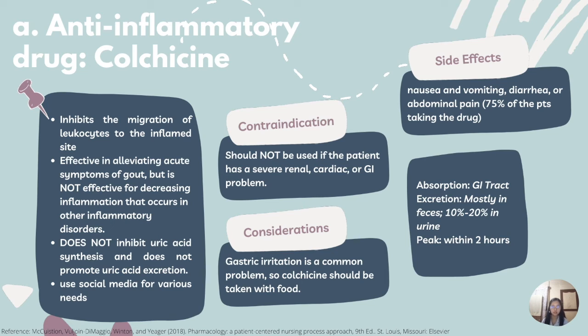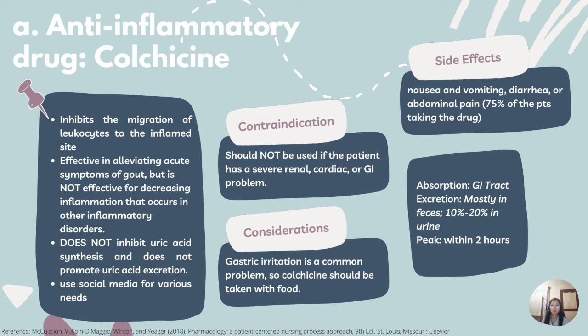Colchicine does not inhibit uric acid synthesis and does not promote uric acid excretion. It should not be used if the patient has severe renal, cardiac, or GI problems. Again, it's contraindicated in patients who have severe renal, cardiac, or GI problems. Gastric irritation is also a common problem, so we have to remember that our patients should take this medicine with food. With high doses, nausea, vomiting, diarrhea, or abdominal pain occurs in approximately 75% of patients taking this drug.